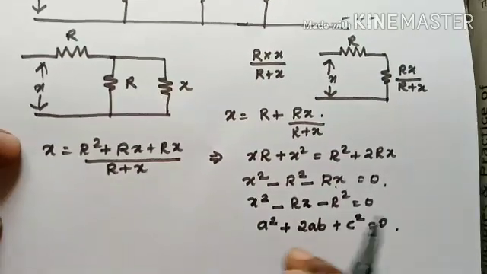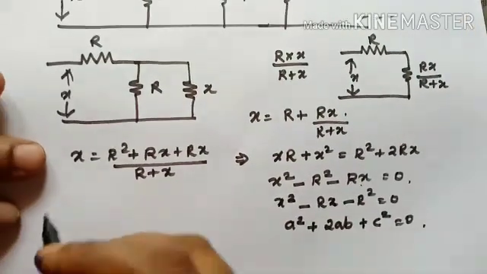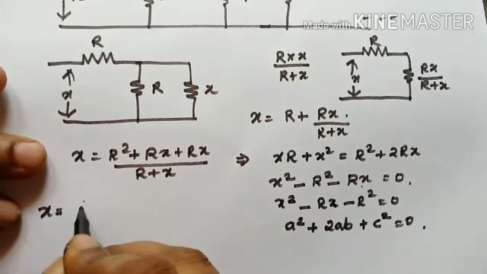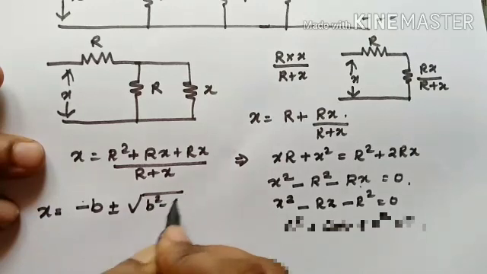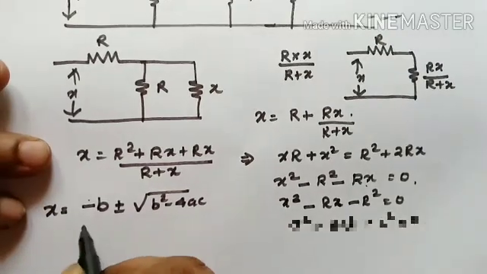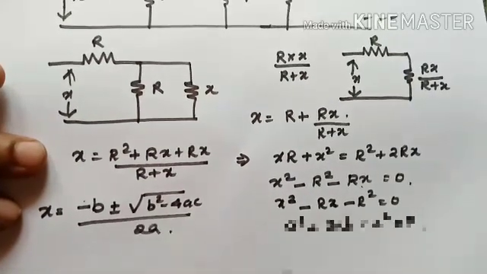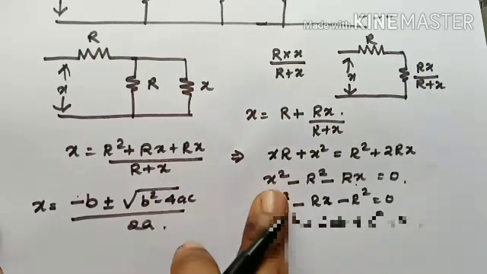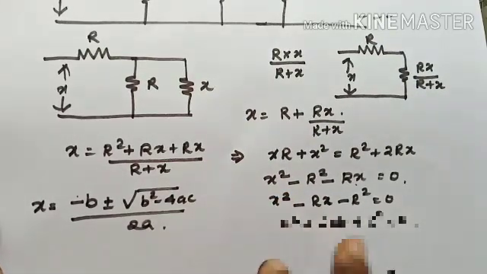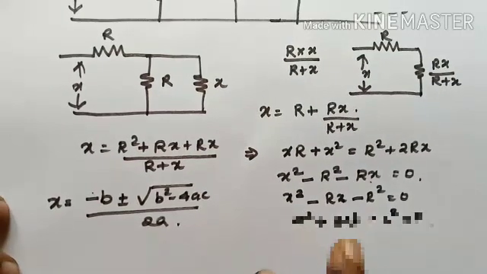Now, what is the solution for a quadratic equation? x is equal to minus b plus or minus root of b squared minus 4ac, divided by 2a. This is the solution of any quadratic equation. So here you can find the values of a, b and c from what is written.